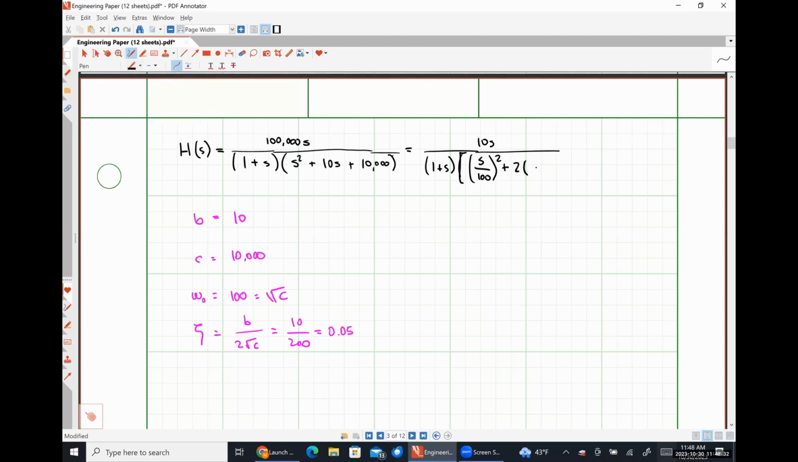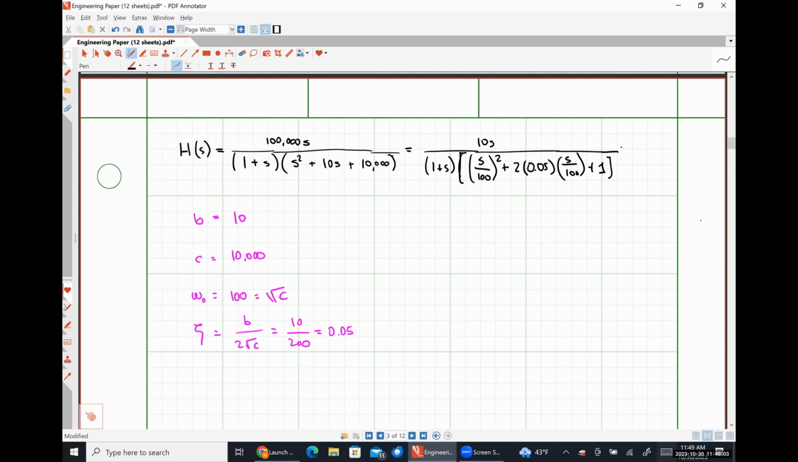So 2 times 0.05 times S over 100 plus 1. Close that guy out. Okay, I believe I've done that right. So I'm trying to put it in the form where I can explicitly see what zeta is and all of that kind of good stuff so that I know exactly what's going on. Okay.